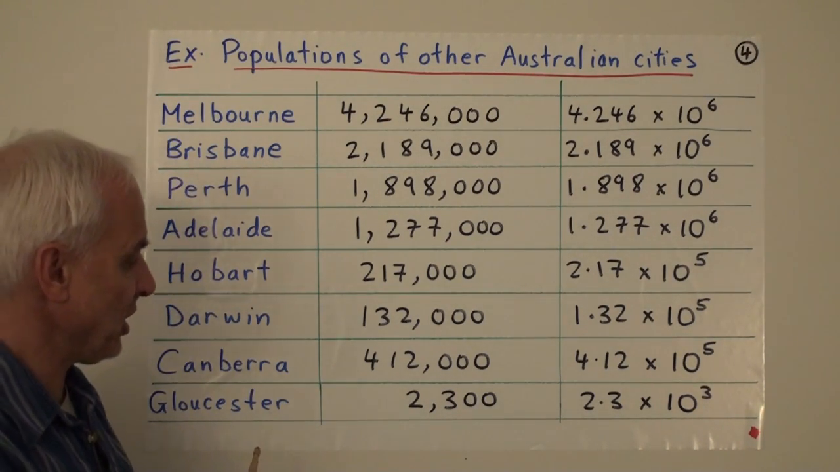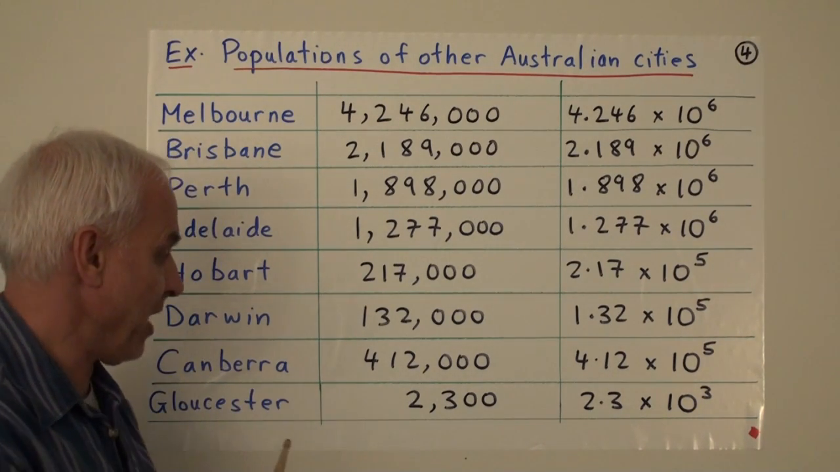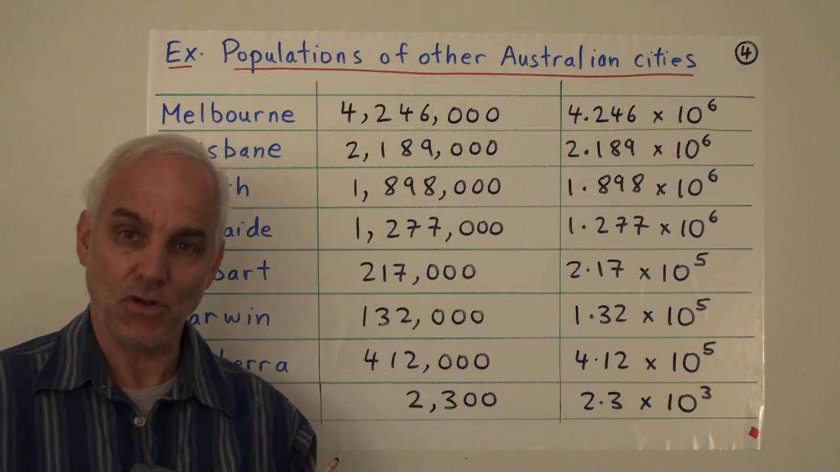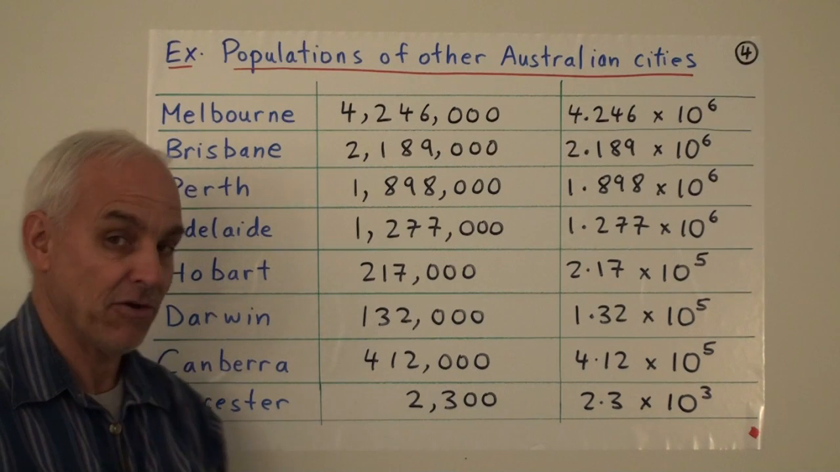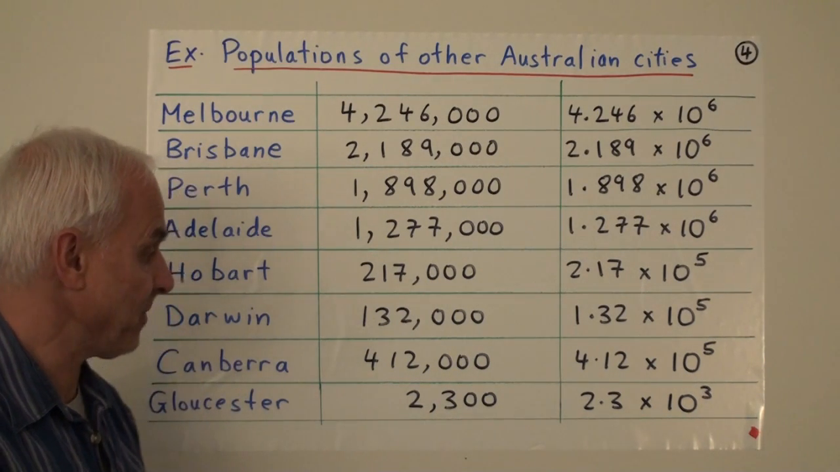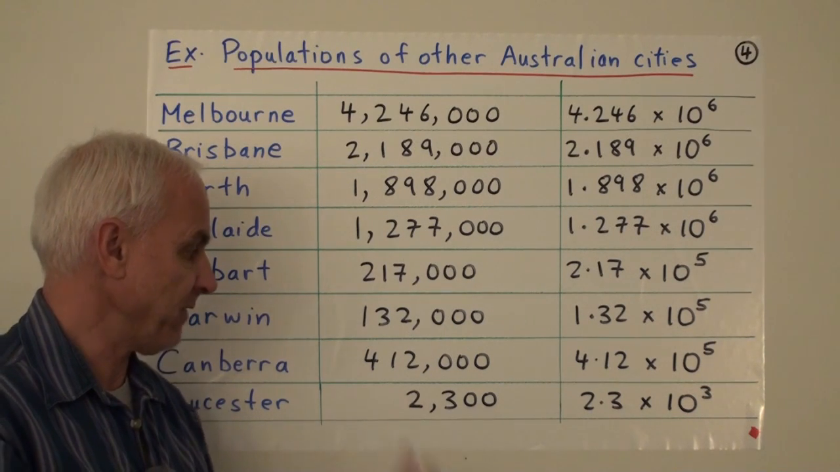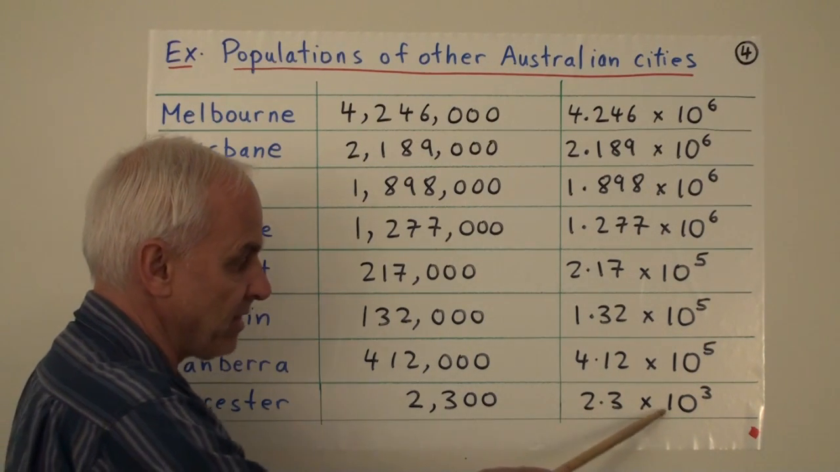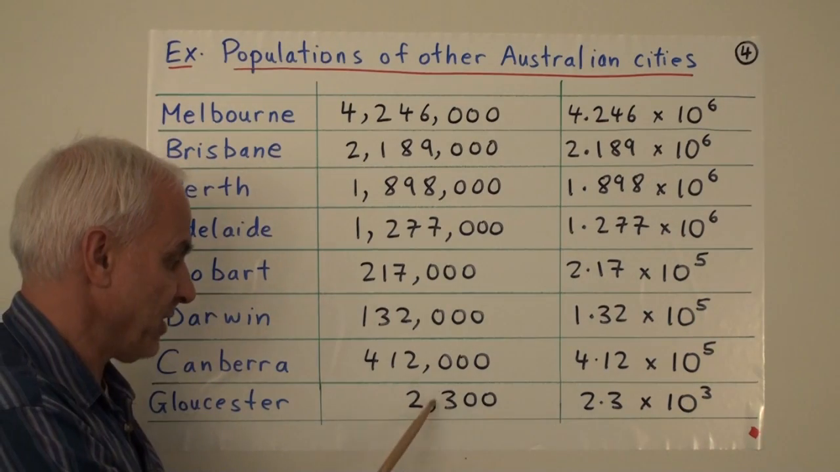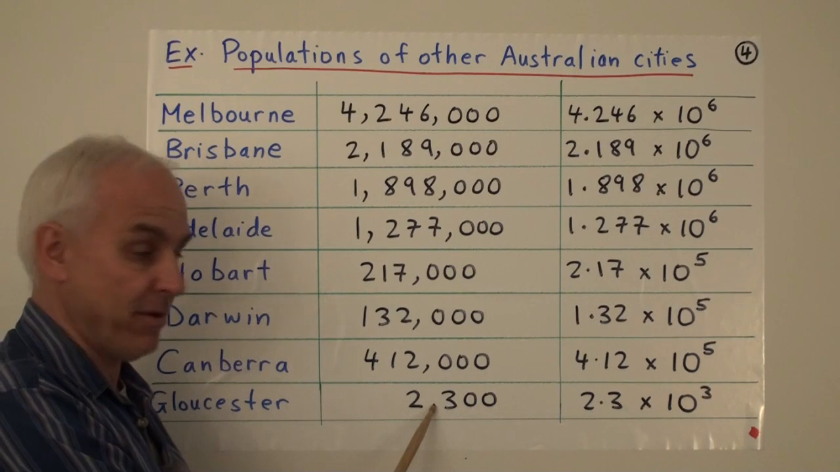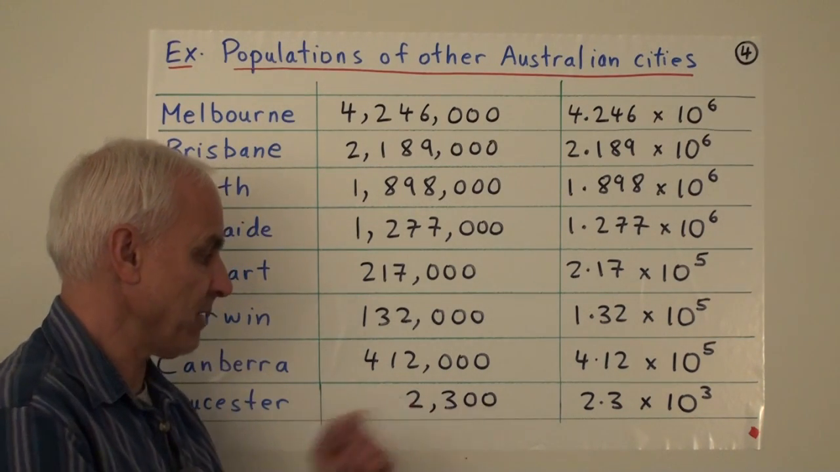Gloucester, which is where my wife's from. My wife's family lives there, and I've spent quite a lot of time there. It's about 3 or 4 hours north of Sydney. Pleasant, dairy, farming, rolling countryside. And it has 2,300 people. And in scientific notation, that's 2.3 times 10 cubed, or 10 to the 3. So if we take 2.3, the decimal point here, and we multiply it by 10 cubed, we get 2,300.